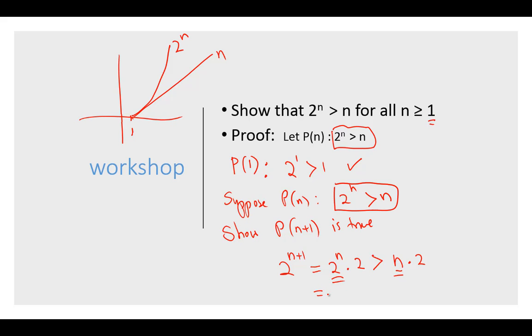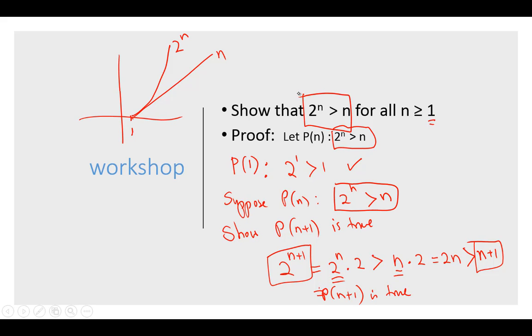So this means that we have this is equal to 2n, and it's not hard to see that this is greater than n plus 1. Because if n is greater than 1, 2n has to be greater than n plus 1. You can simply see that by taking the n to the left-hand side. And therefore, we establish the fact that 2^(n+1) is greater than n+1. This means that P(n+1) is true. And therefore, by induction, this proposition is true for all n greater than or equal to 1.